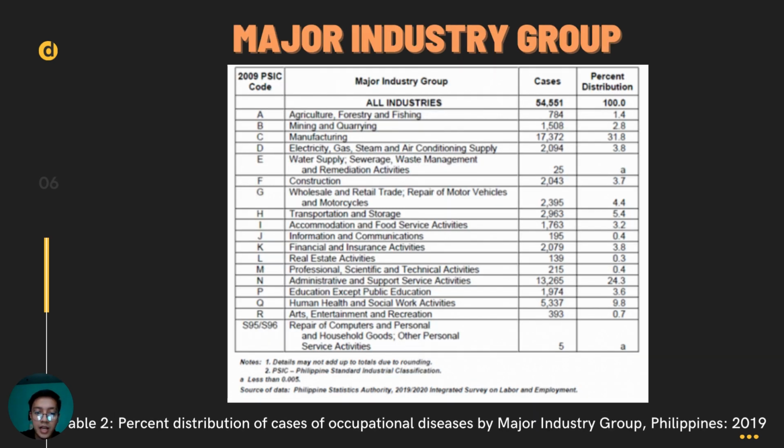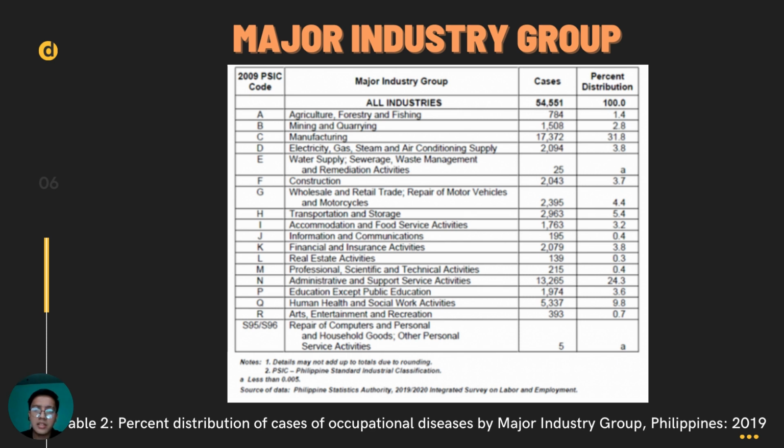Moving on, this is the percent distribution of cases of occupational diseases by major industry group in the Philippines, also in the year 2019. The leading major industry where such cases occurred is the manufacturing industry with a total of 17,372 cases, followed by the administrative support and services activities with 13,265 cases. And with the least cases among all of them is the repair of computers and personal and household goods and other personal services activities that has only 5 cases.